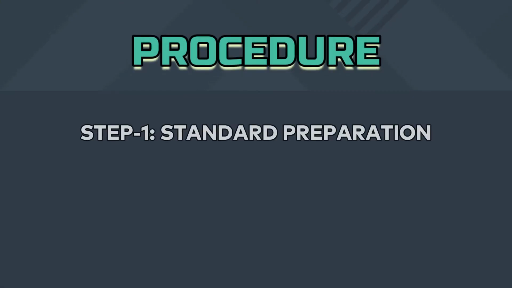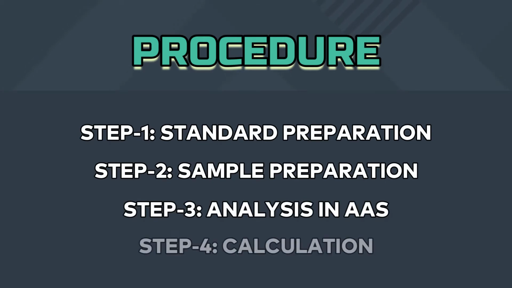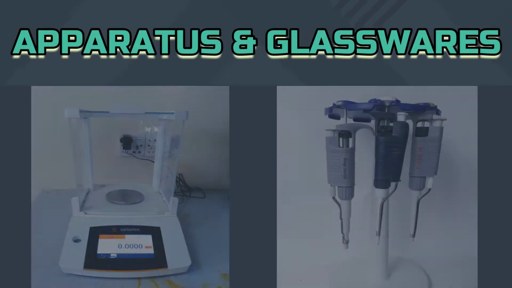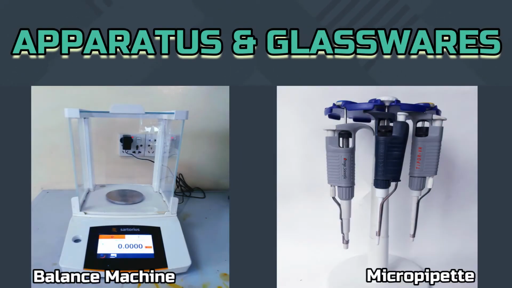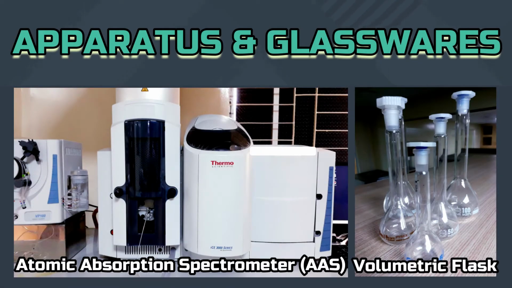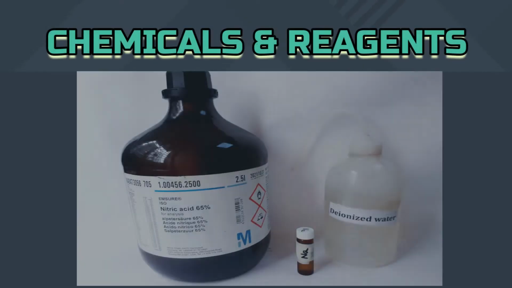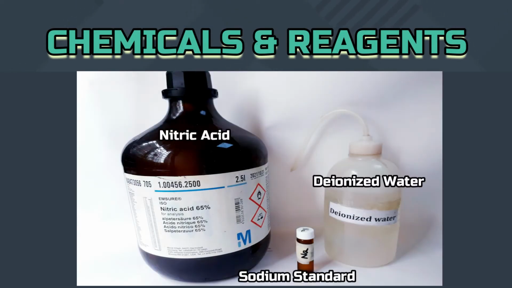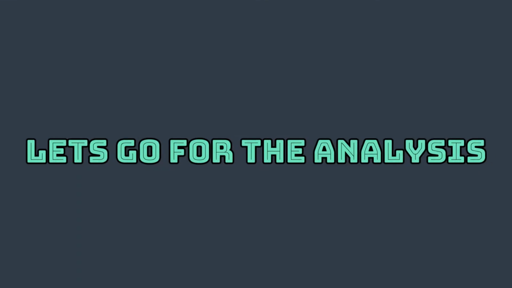This procedure involves 4 steps: standard preparation, sample preparation, analysis in AAS and calculation. To conduct the test we need a balance machine, micropipette, atomic absorption spectrometer and volumetric flask. We also need nitric acid, sodium standard and DI water. Let's begin with the standard preparation.